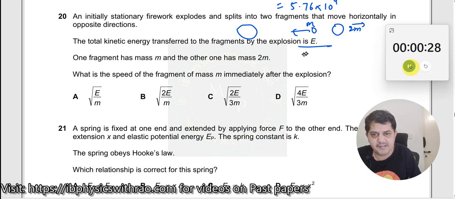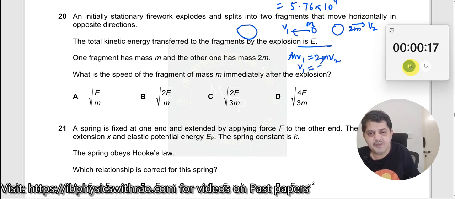Momentum is conserved, which means, let us say this is moving at a velocity v1 and this is moving at a velocity v2. So I can now say m v1 should be equal to 2m times v2. The m cancels, so I can say v1 should be equal to 2 times v2. What is he asking? The speed of the fragment of mass m. So we have got it right? No, we have to get something like this over here. Now what is the kinetic energy?